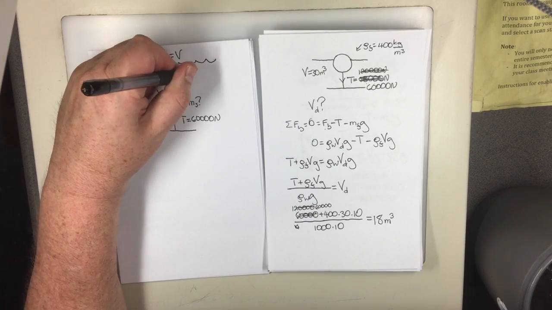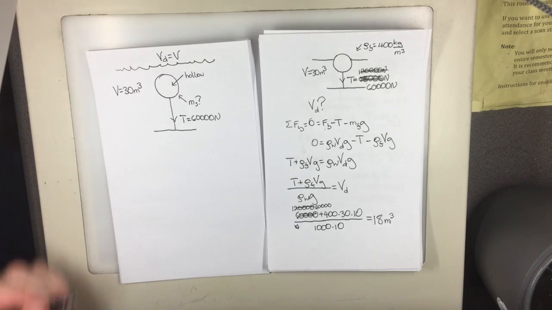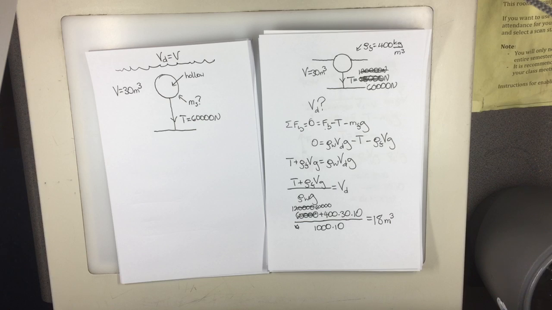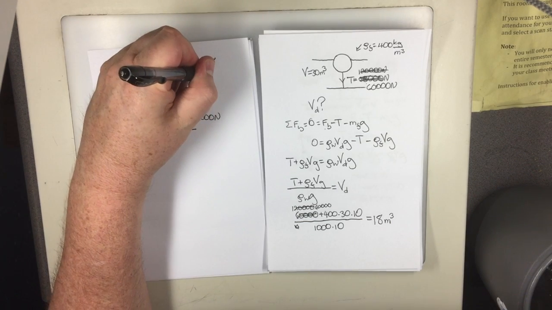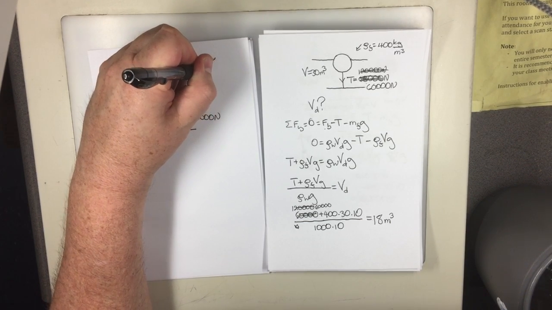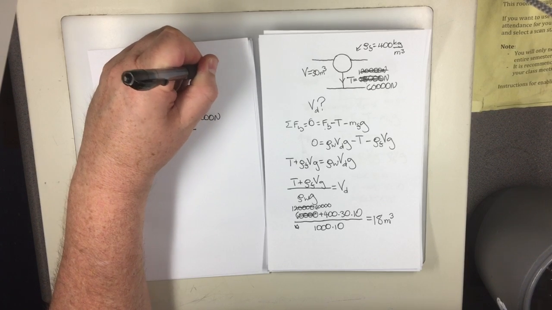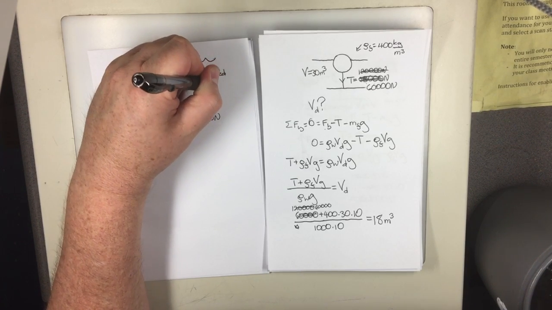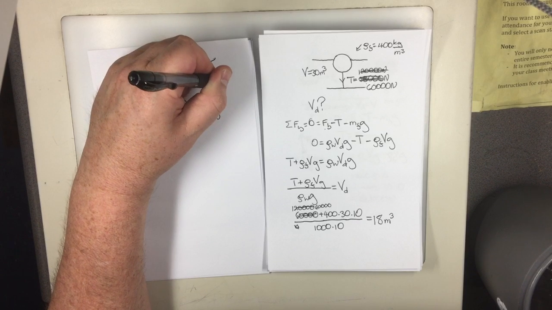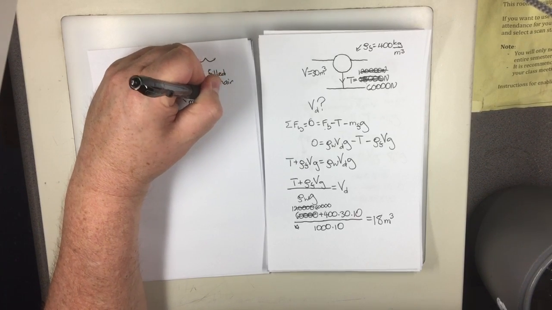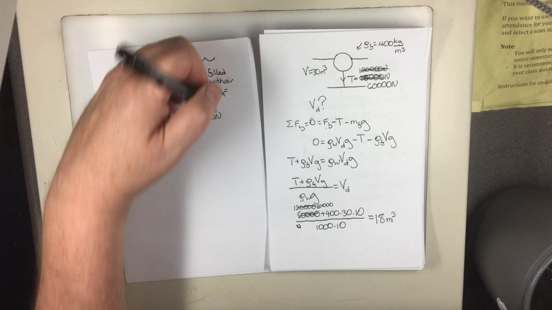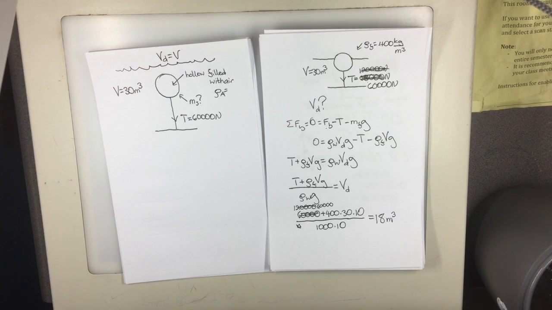It is hollow, which means that there is a volume of 30 cubic meters, and inside that hollow is air filled with air. Now, the density of air is probably one of the few reasons why I actually bring the book.